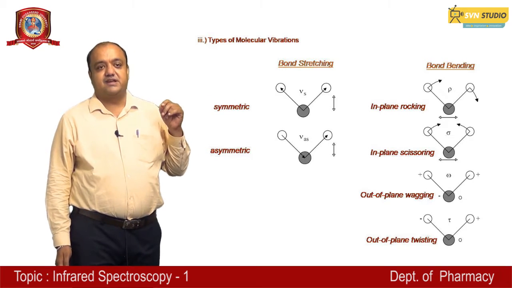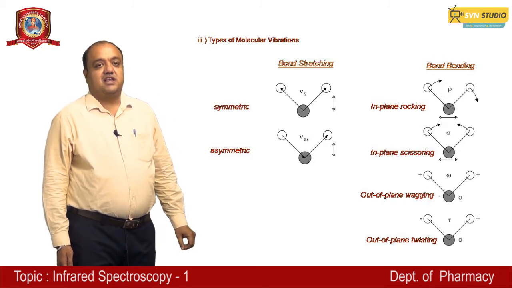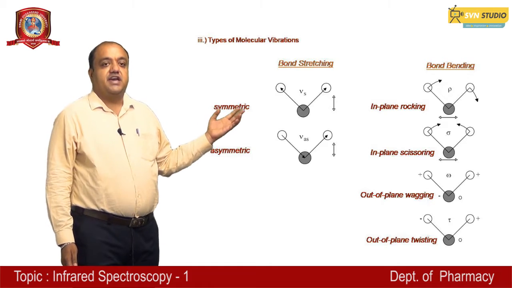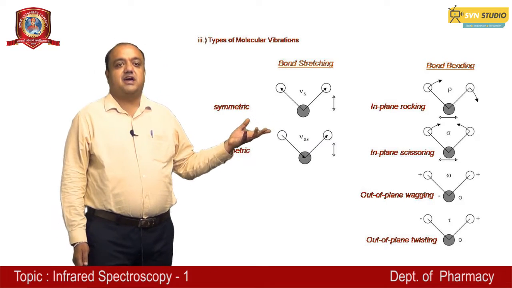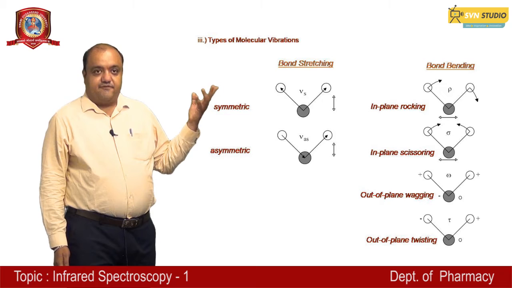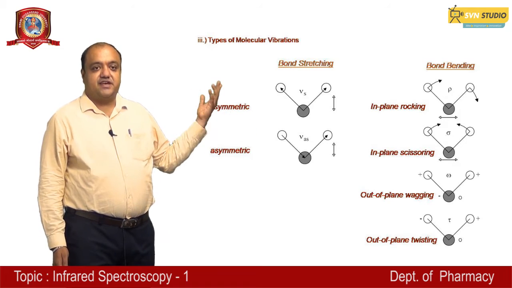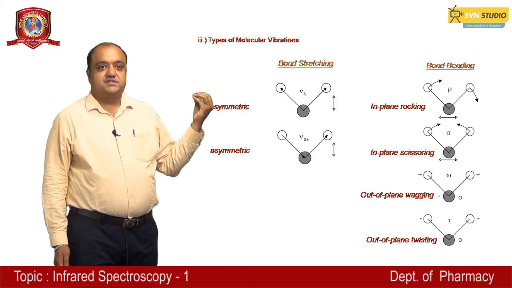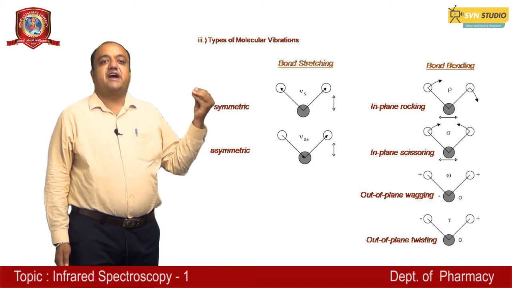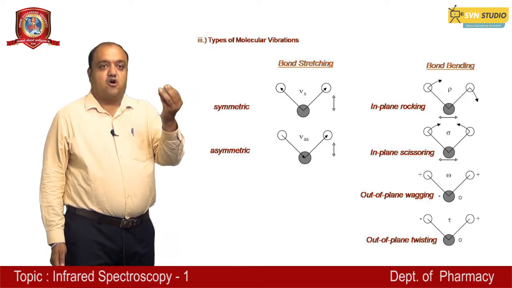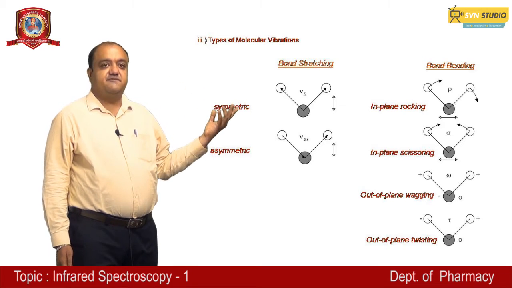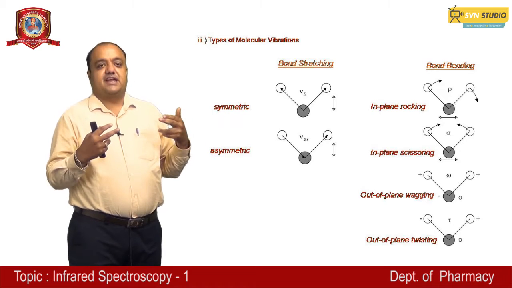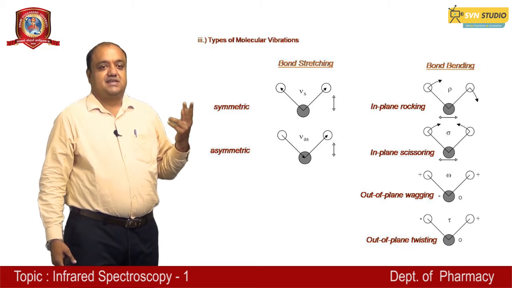Then bending vibrations are divided into two parts: in plane and out of plane. In plane is again divided into rocking vibrations and scissoring vibrations. In rocking, the two atoms move in the same direction, and in scissoring vibrations, the two atoms move in opposite directions like scissors.